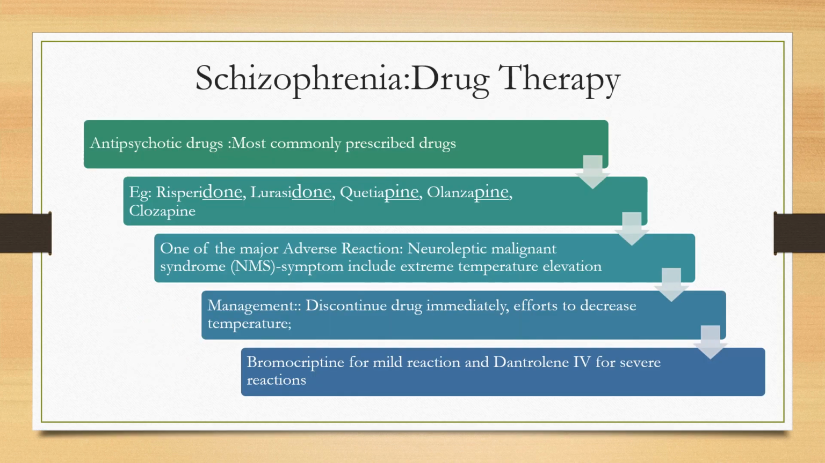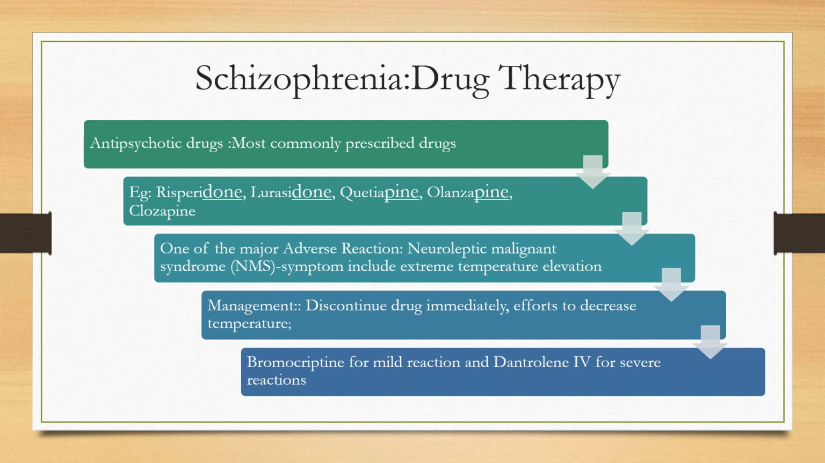Next, let's look at the drug therapy. Most commonly prescribed drugs are antipsychotic drugs. For example, risperidone, lorazepam, olanzapine, clozapine. The hint here is any drug ending in D-O-N-E, or any drug ending with pine, P-I-N-E, can be an antipsychotic drug. This can be helpful for the exam.